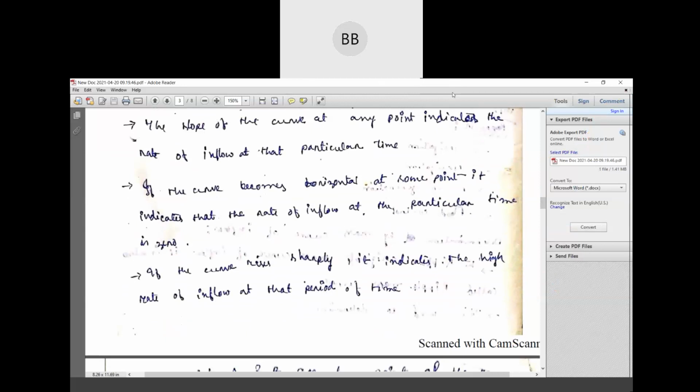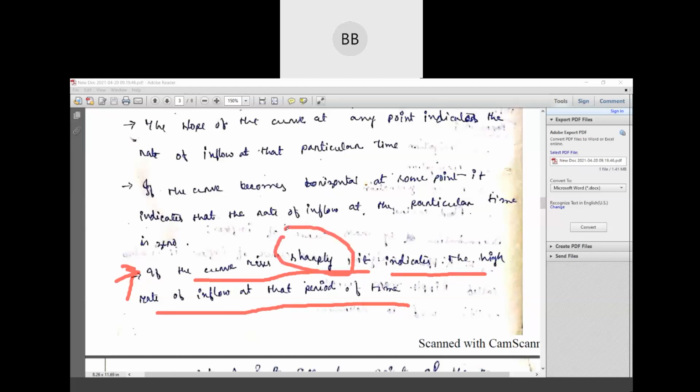So the next point you can write: if the curve rises sharply, it indicates a high rate of inflow at that particular period of time. If it rises sharply, then what does it indicate? It indicates that a very high rate of inflow has occurred at that particular time.